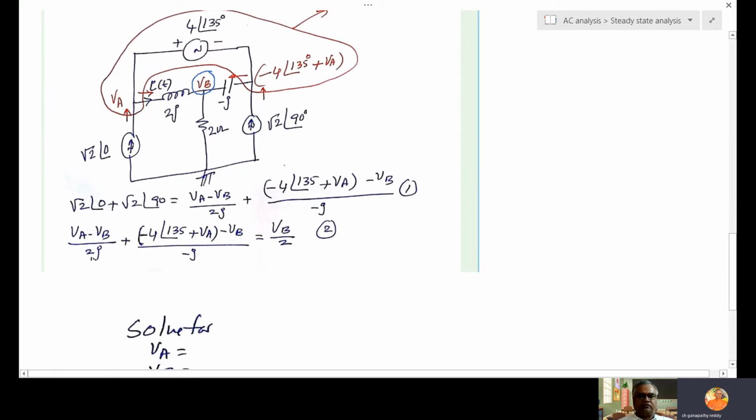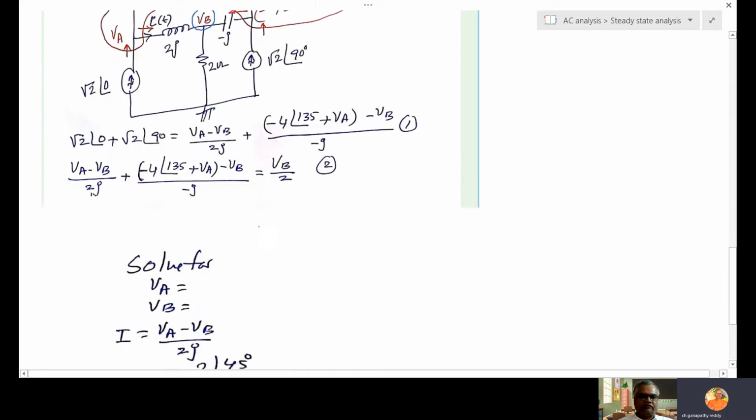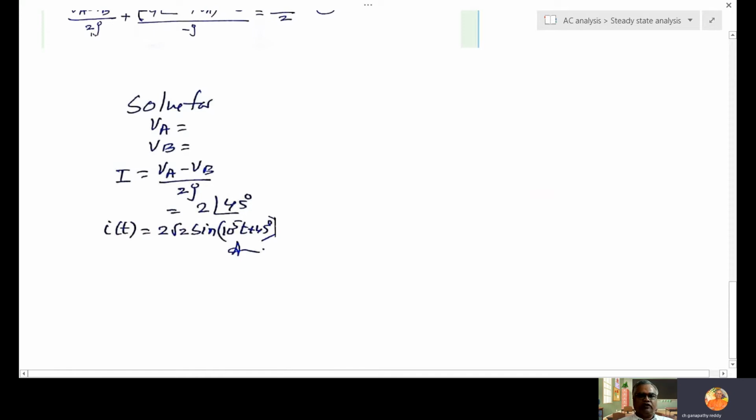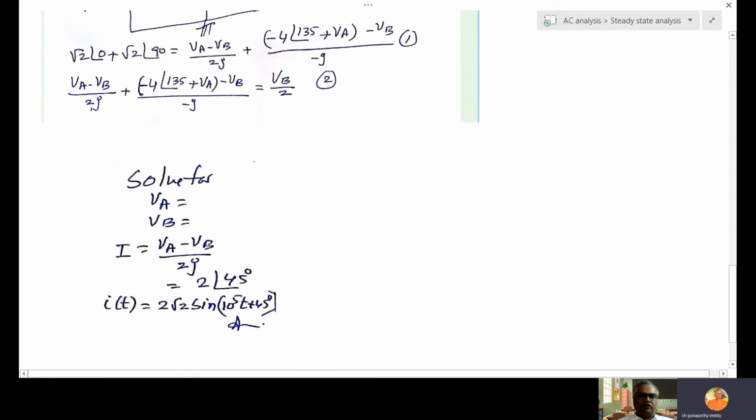So just go through these equations. In nodal analysis, we have done good work earlier, and I am using the same logic. So write these two equations and solve for VA and VB. After solving for VA and VB, then find out what? I. What is the I? (VA minus VB) by 2j. So substitute and simplify, you get this. Again convert into trigonometric form and you will get the same answer.